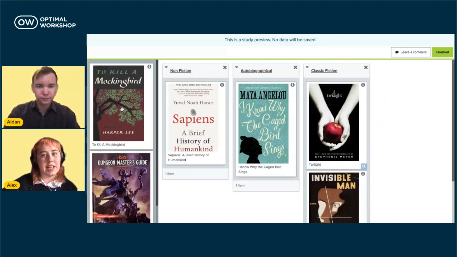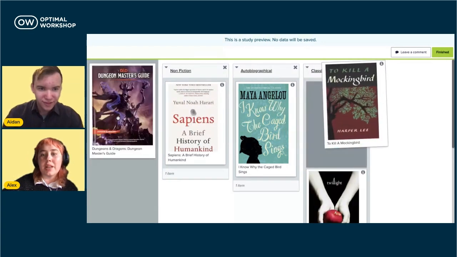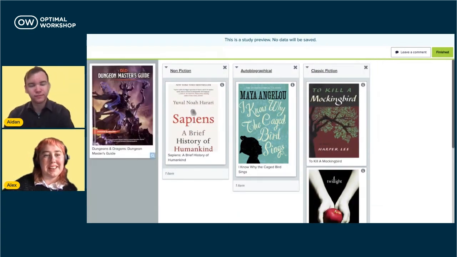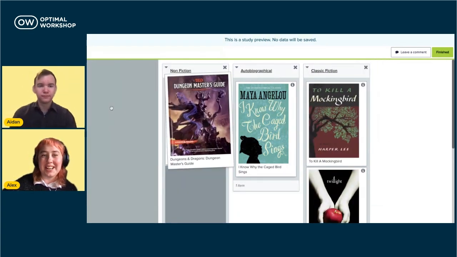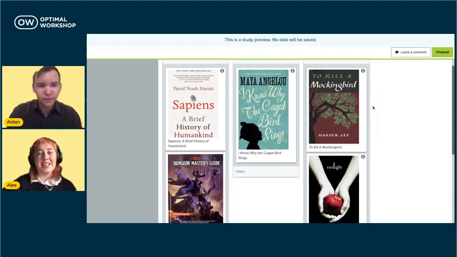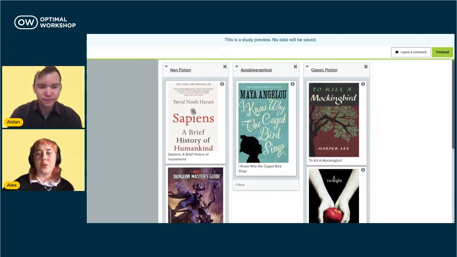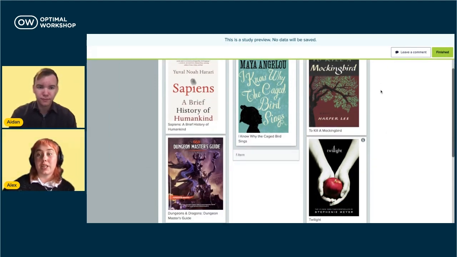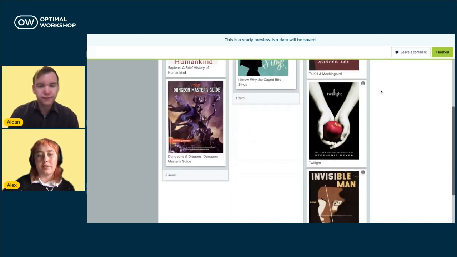Twilight, definitely classic fiction. And so on and so forth. And so you get the idea. The Dungeon Master Guide, I would say, is also nonfiction. And so that's a very simple way to show the functionality of a card sort. You can see as the participant, I've created 3 categories and grouped everything in there. And then I can go ahead and finish that.